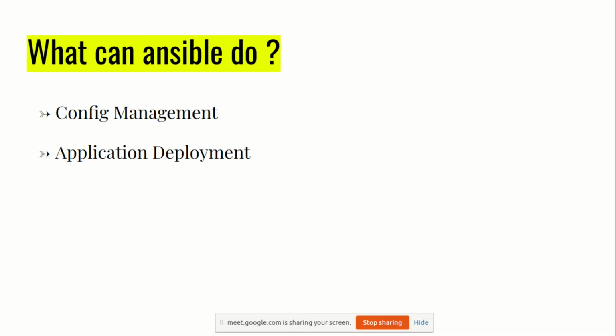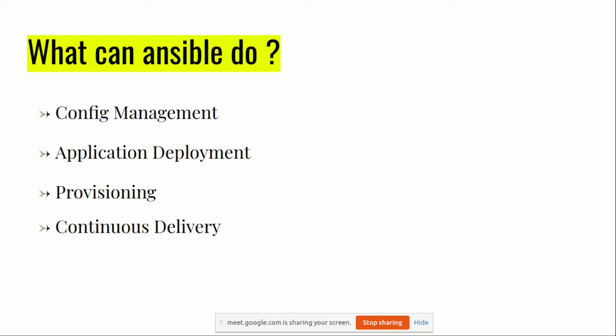So rolling update is one. You can achieve all other deployment models as well. Provisioning: yes, Ansible can be used for provisioning your resources and infrastructure. You can use Ansible to provision an EC2 instance, a security group, anything and everything. So it can even be used for provisioning.